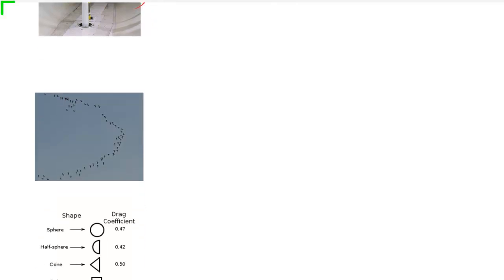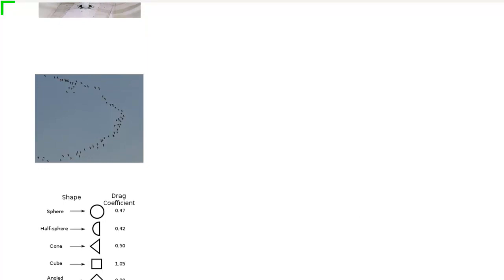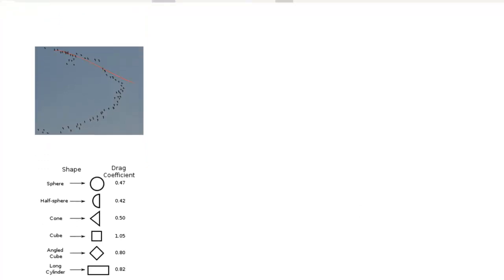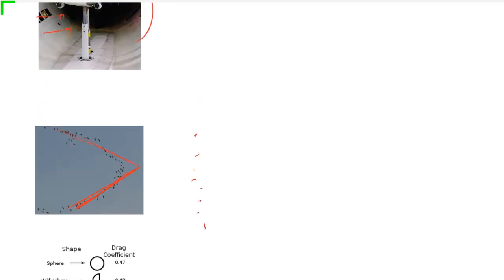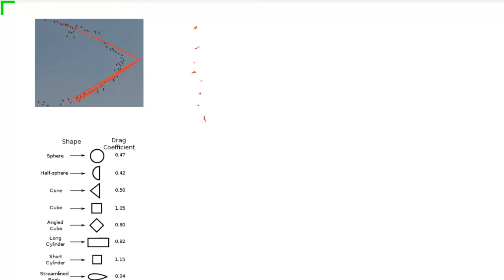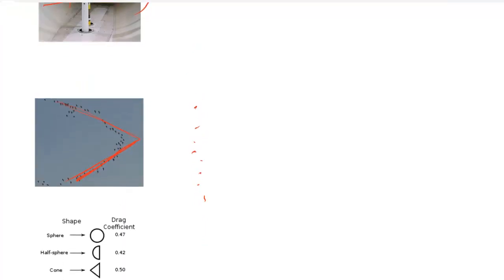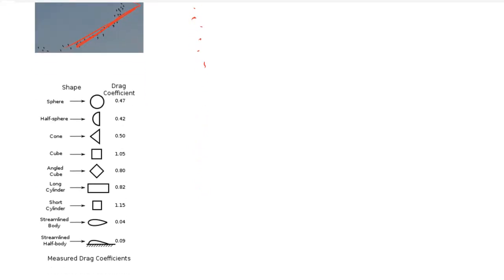Even birds fly in a V shape, and this is because it is more aerodynamic to fly in a shape like this than it would be if they were all in a line like this. It would be much less aerodynamic, and so this occurs in nature. Birds know about it, and also we've extrapolated this to designing things that move on Earth.